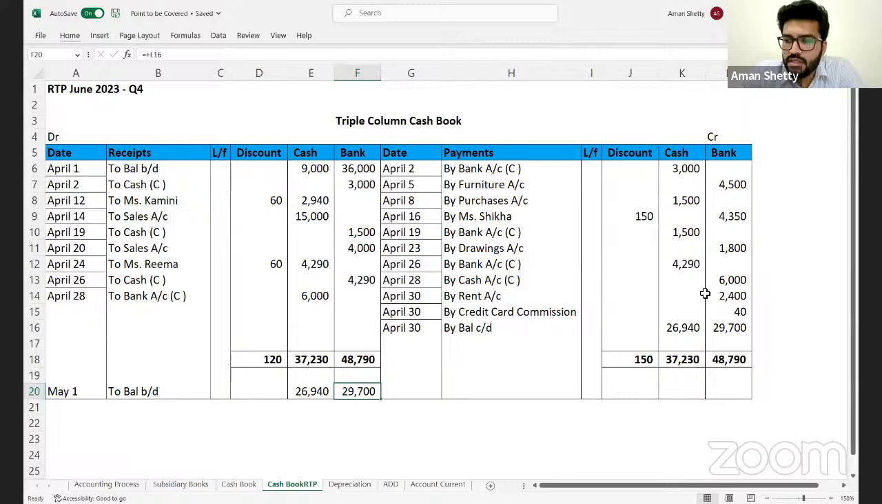Sir, could you please show that slide one more time? I just want to see the last part. Sure, you want to see the answer? Yes, sir. I had a small doubt: why is it 120 and 150 in the discount column? Why is it not the same? We cannot balance the discount column. No, it is discount received and discount allowed. Two different ledgers. They are not the same ledger. They are not linked.